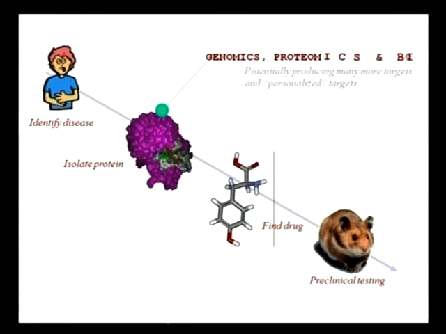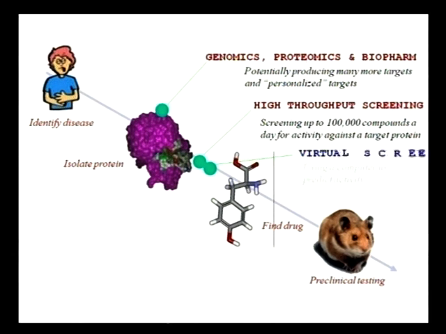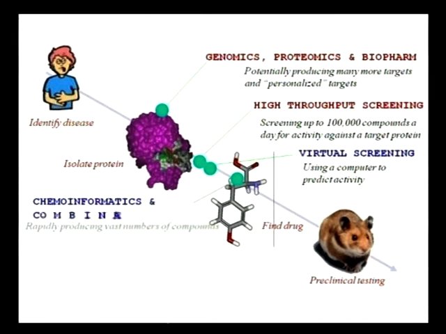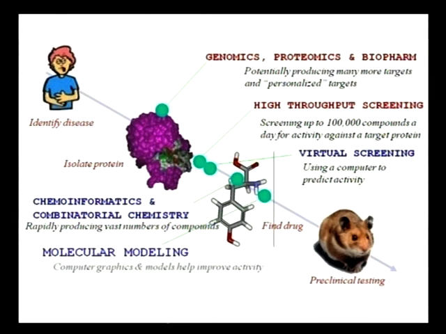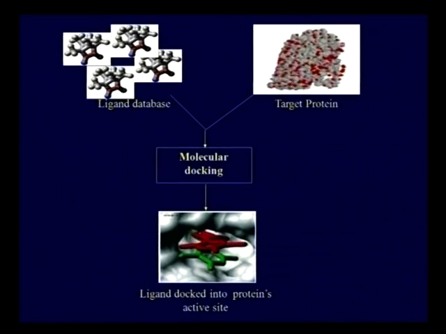So, these are genomics and proteomics and biopharma, the applications are very enormous, but you have to go for high throughput sequencing, genomics, proteomics, chemoinformatics and combinatorial chemistry, the molecular modeling, in vitro and in silico models. It is to identify disease, isolate protein and also find different drugs and preclinical tests. After preclinical tests only is it administered to human beings.